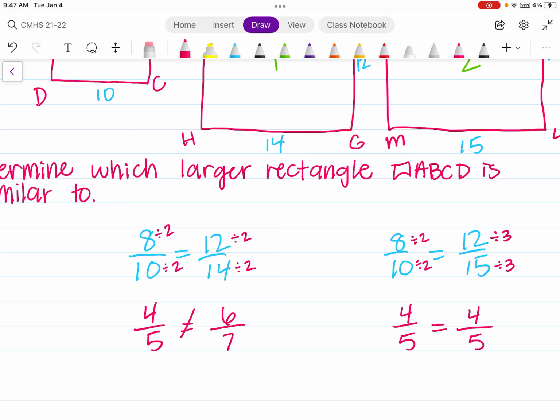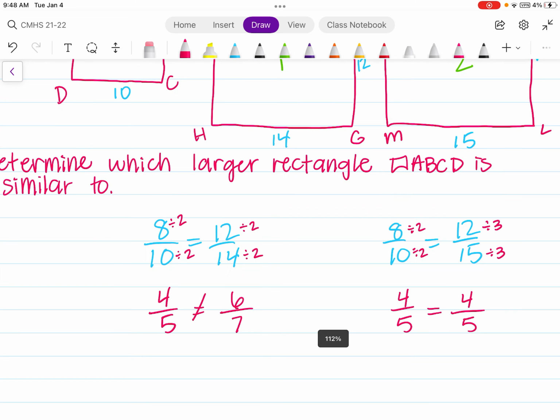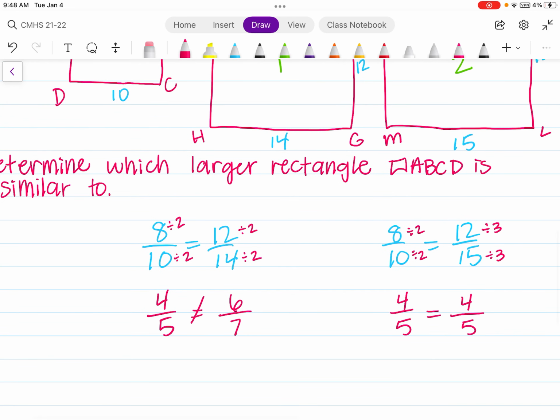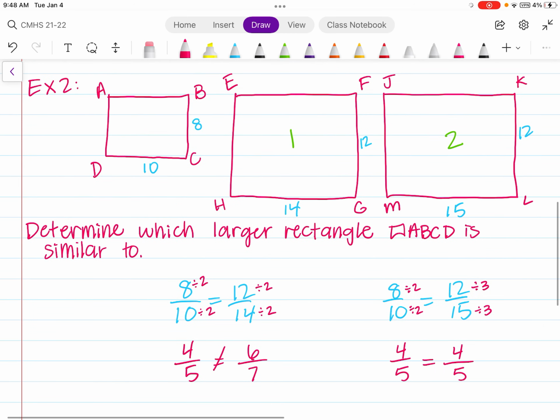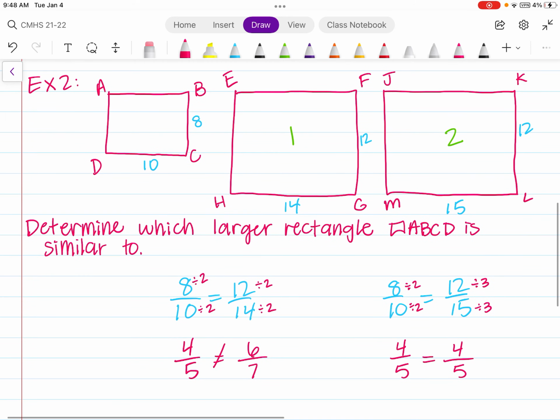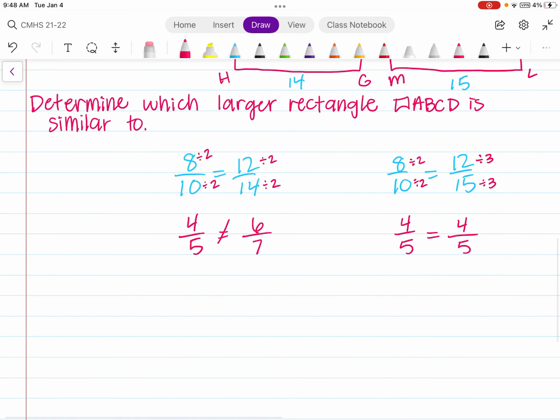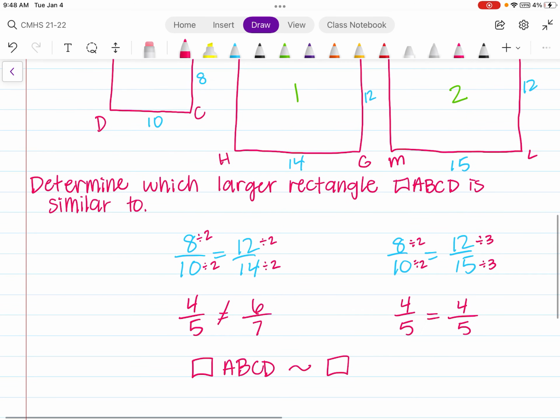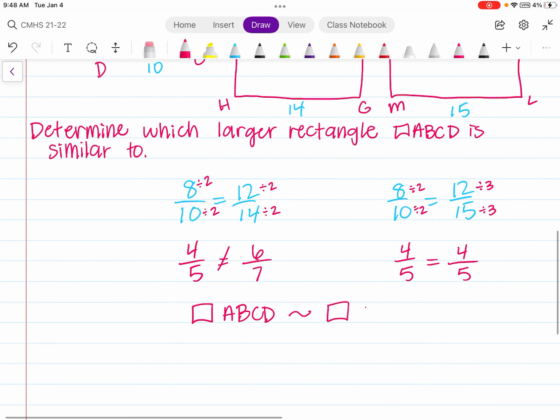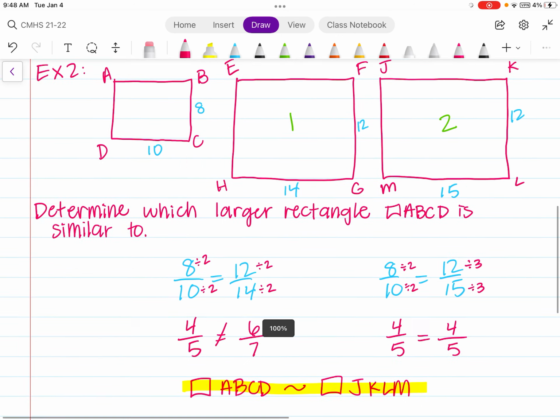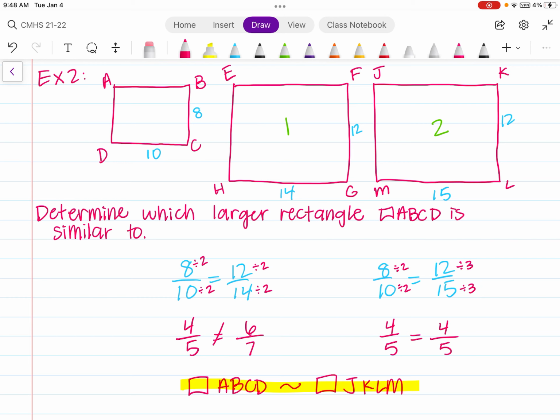Oh, look at that. I did the reducing fraction method, but if you wanted to do the calculator method or the butterfly wings method, you could do that too. Just to get the right answer, you should get it all 3 ways. So, our answer is, I'm going to write a similarity statement. A, B, C, D is similar to, make sure I go in the right order here, J, K, L, M. So that is our final answer. It is similar to rectangle number 2, not rectangle number 1.